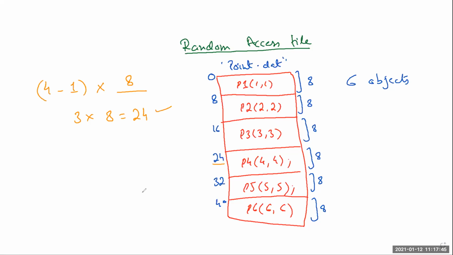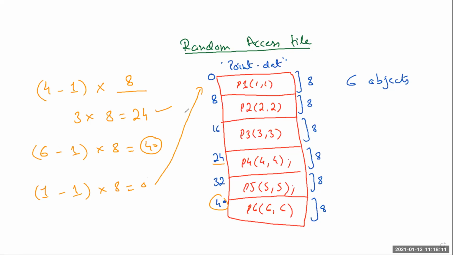Similarly, if I ask you where is the 6th object, tell me the address of the 6th object. So what you do? 6 minus 1 into 8, which is 40. This is 40, this is 40. And it also works for the first object. If I ask you what is the address of the first object, you will say 1 minus 1 into 8, which is 0, and this is 0.